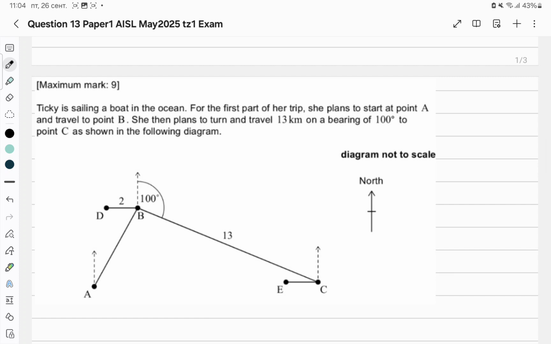Tiki is sailing a boat in the ocean. For the first part of her trip, she plans to start at point A and travel to point B. She then plans to turn and travel 13 kilometers on bearing 100 to point C, as it's actually shown, to point C.